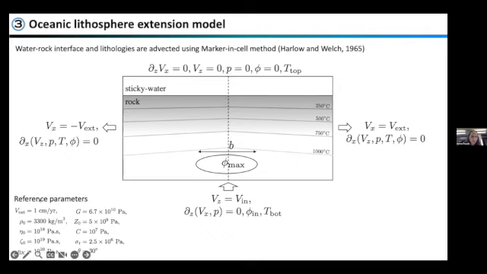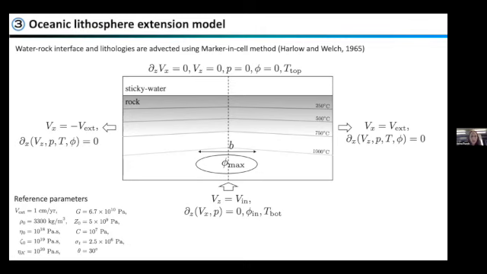For the moment, I'm keeping it at 1 centimeter per year. And this extension is balanced by inflow from the bottom. And I'm going to test different geometries of a magma supply in the mantle. And of course, the model has an initial thermal structure and quite many parameters that I'm happy to answer questions about.